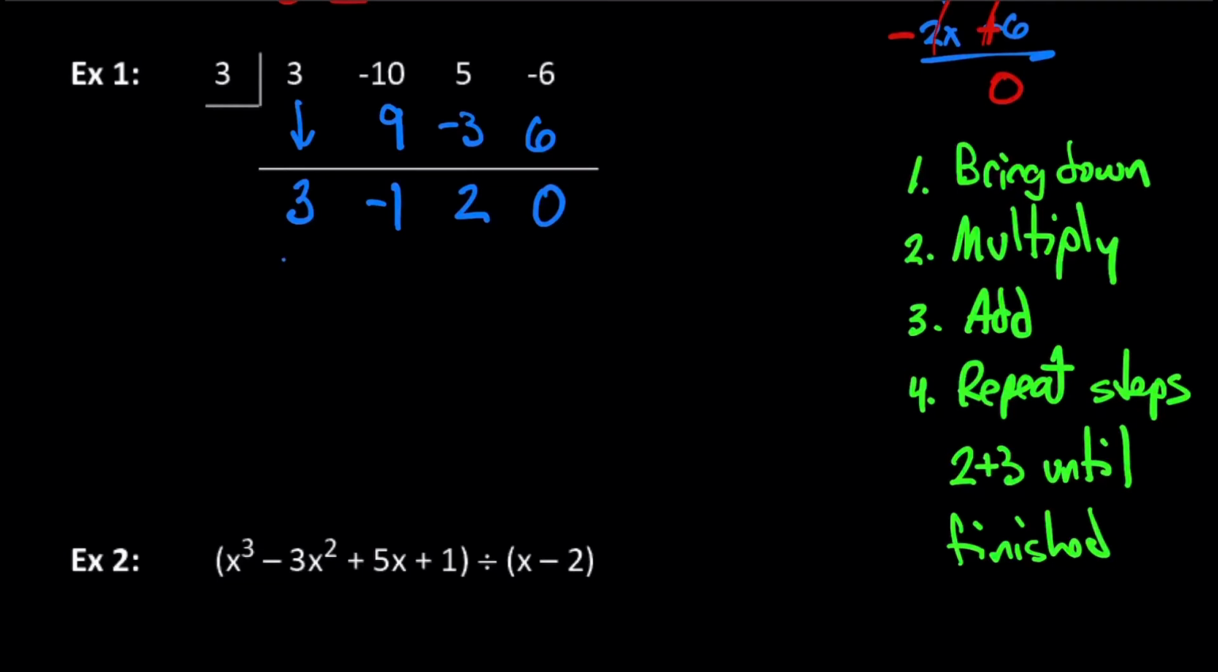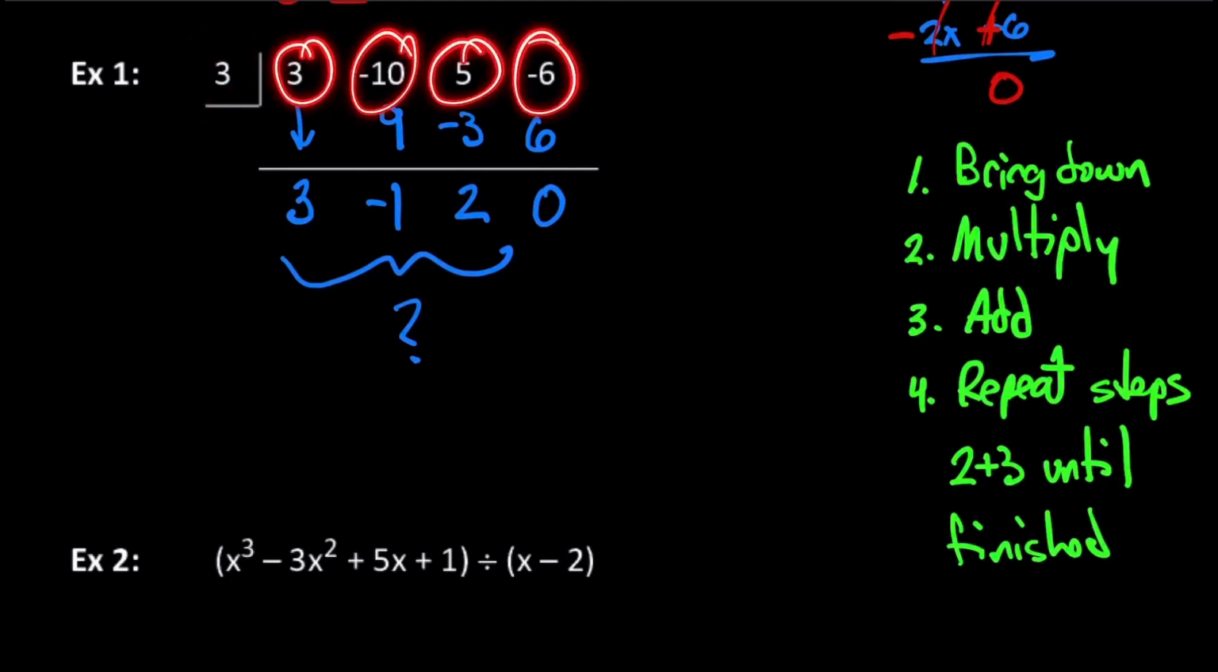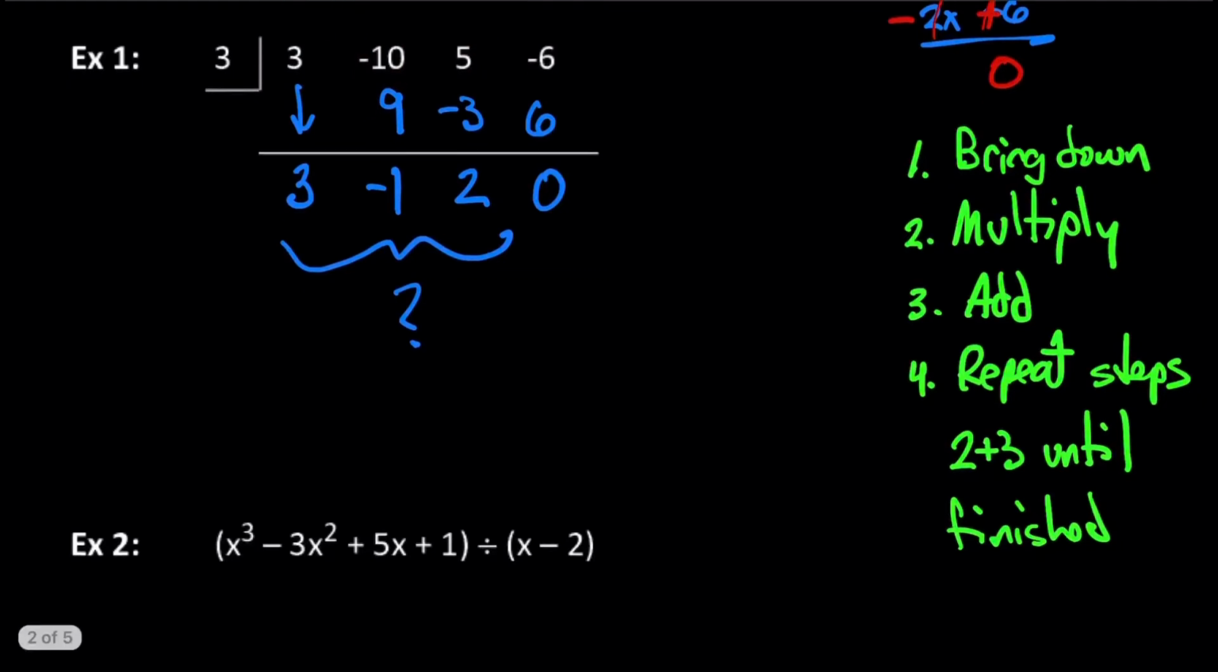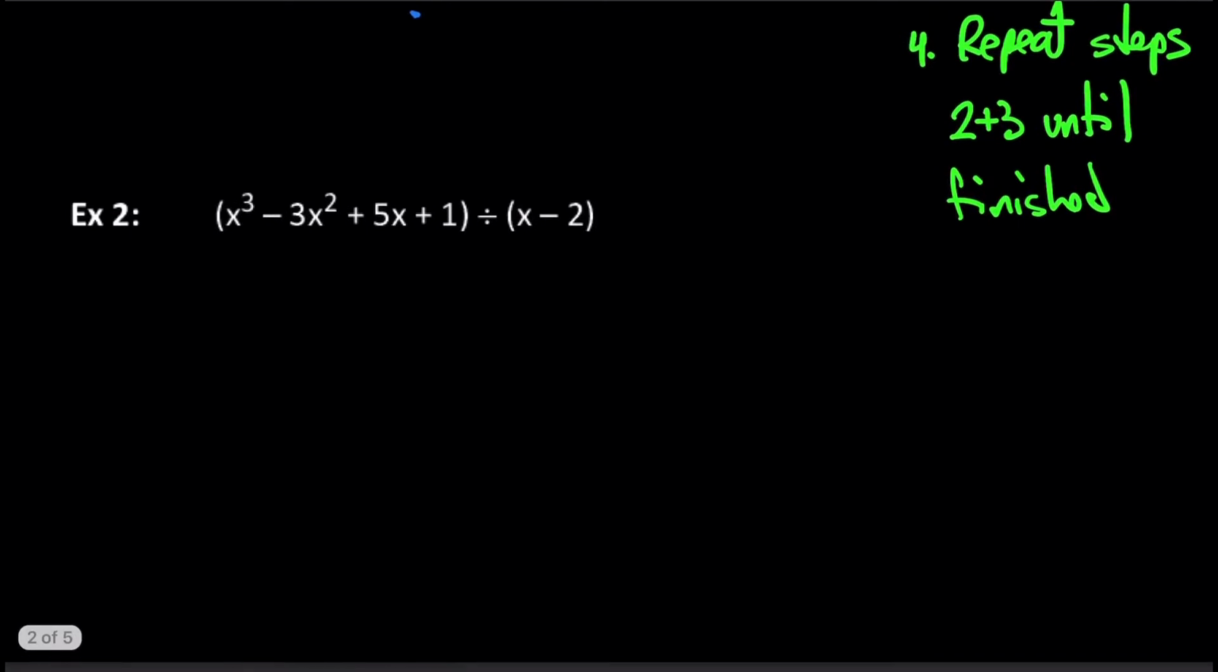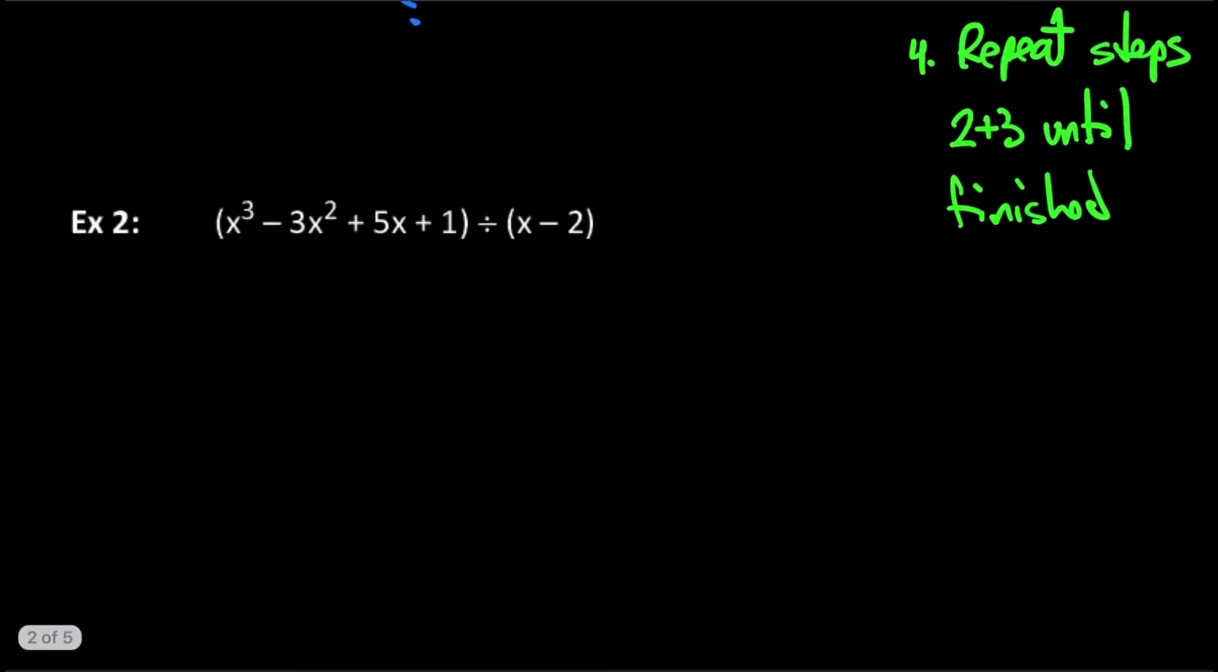Now, we don't know what these numbers represent at this point, but we just practiced the mechanics. So let's see where we get these numbers. Where does that come from? Where do these come from? All right, so we're going to apply a little deeper meaning to this process. In example 2, I'm going to set up the synthetic division, and I want you guys to predict where these numbers come from.